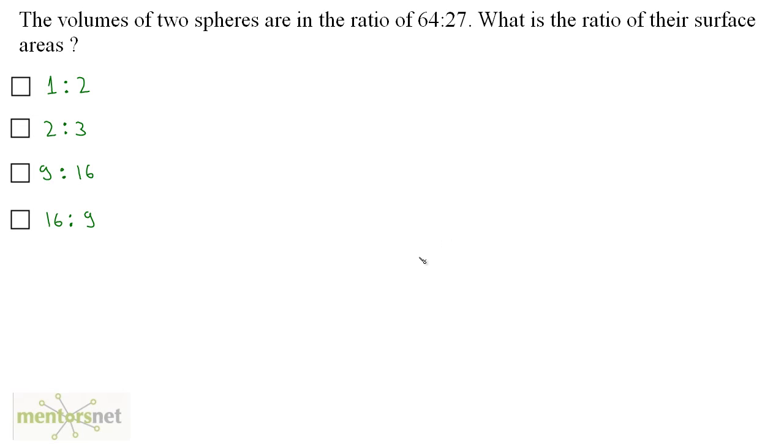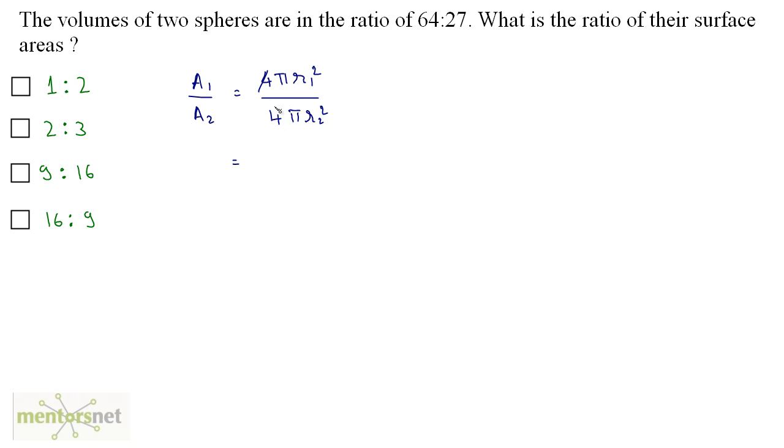The volumes of two spheres are in the ratio of 64/27. What is the ratio of their surface areas? Well, the ratio of their surface areas is what we have to find. That is A1/A2. Right? Now A1/A2 can be written as 4 pi r1 square divided by 4 pi r2 square. Right? The formula for calculating the area of a sphere.